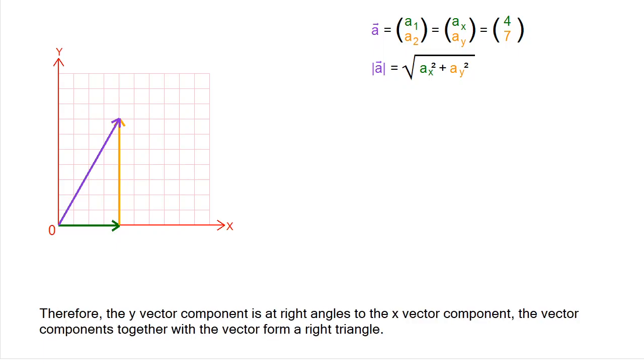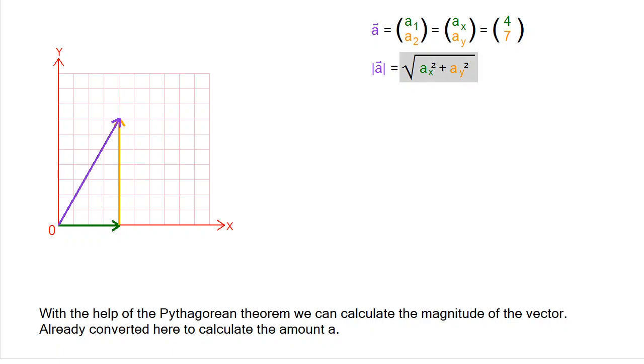Therefore, the y vector component is at right angles to the x vector component. The vector components together with the vector form a right triangle. With the help of the Pythagorean theorem, we can calculate the magnitude of the vector. Already converted here, to calculate the amount A.